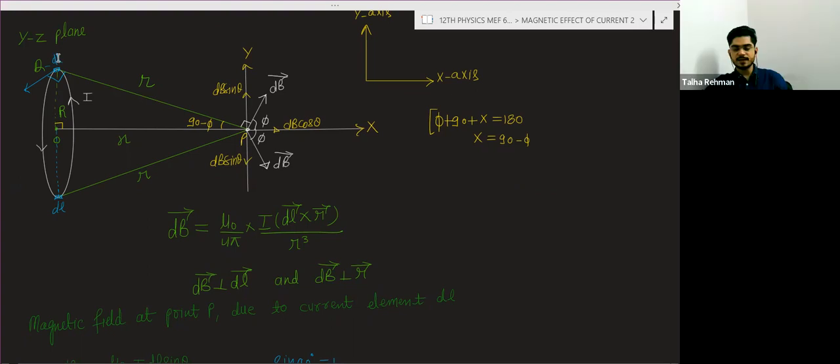This is dl. dl means a small element of this coil. And this dB means the small magnetic field due to this dl.